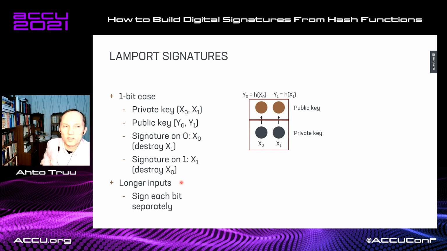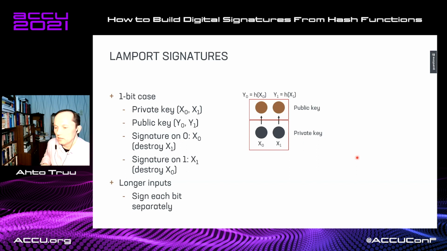And the idea roughly is that if you want to sign a one-bit document, so you want to sign one bit, which can be a 0 or 1, then what you do for a private key, you generate two random numbers, x0 and x1, and then you compute the hash values of both of them. So y0 is the hash value of x0 and y1 is the hash value of x1, and you publish this pair as your public key. Now, this is something that you do in all systems.